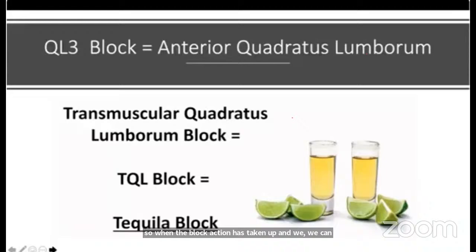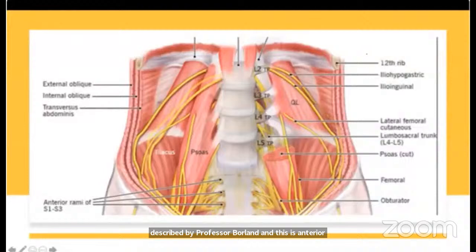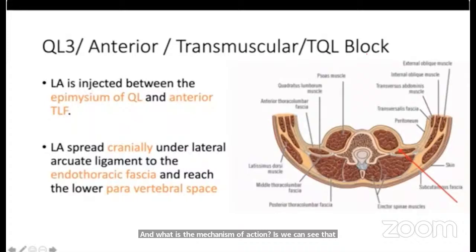Coming to another important type of block, which is described by Professor Børglum, this is the anterior quadratus lumborum or transmuscular quadratus lumborum, or TQL block, also known as the tequila block. Here the drug is deposited between the psoas muscle and the quadratus lumborum muscle. So in between psoas and quadratus lumborum, here on the anterior side, we see many nerves, and the drug is deposited over the thoracolumbar fascia. As the drug is deposited, it tends to ascend up along the thoracolumbar fascia.